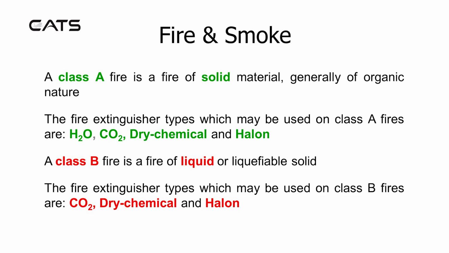Fire smoke. A Class A fire is a fire of solid material, generally of organic nature. The fire extinguisher types which may be used on Class A fires are water, carbon dioxide, dry chemical and halogen. A Class B fire is a fire of liquid or liquefiable solid. The fire extinguisher types which may be used on Class B fires are carbon dioxide, dry chemical, halogen.